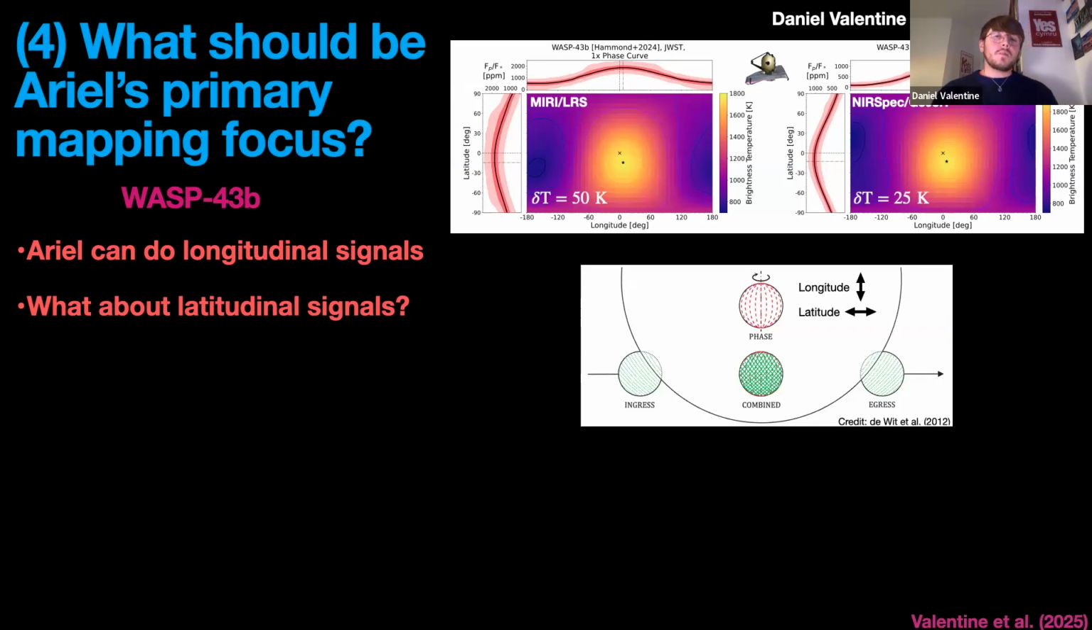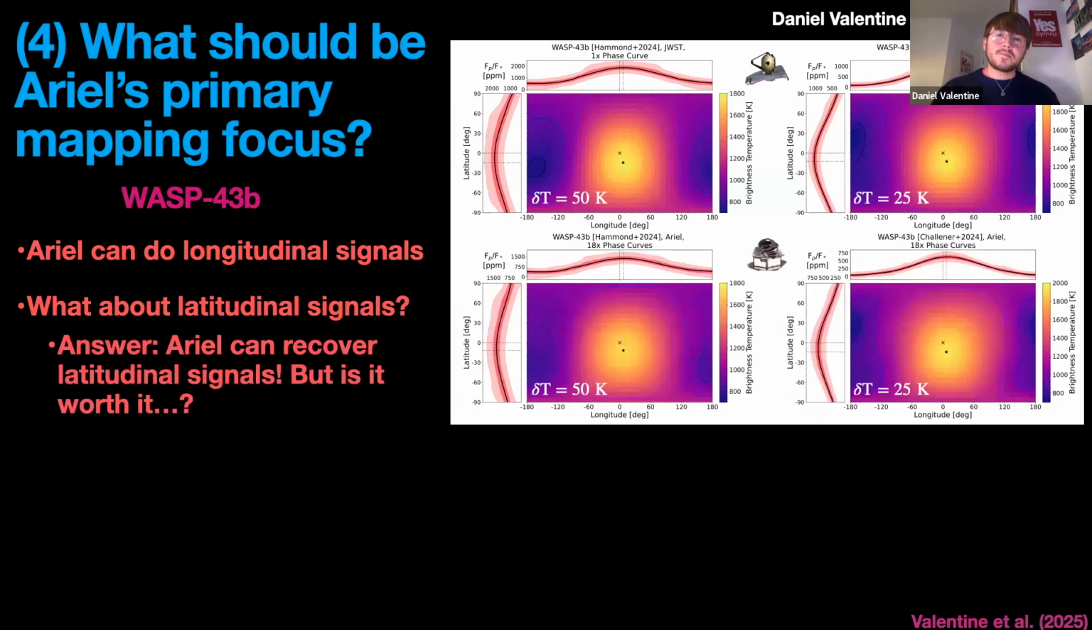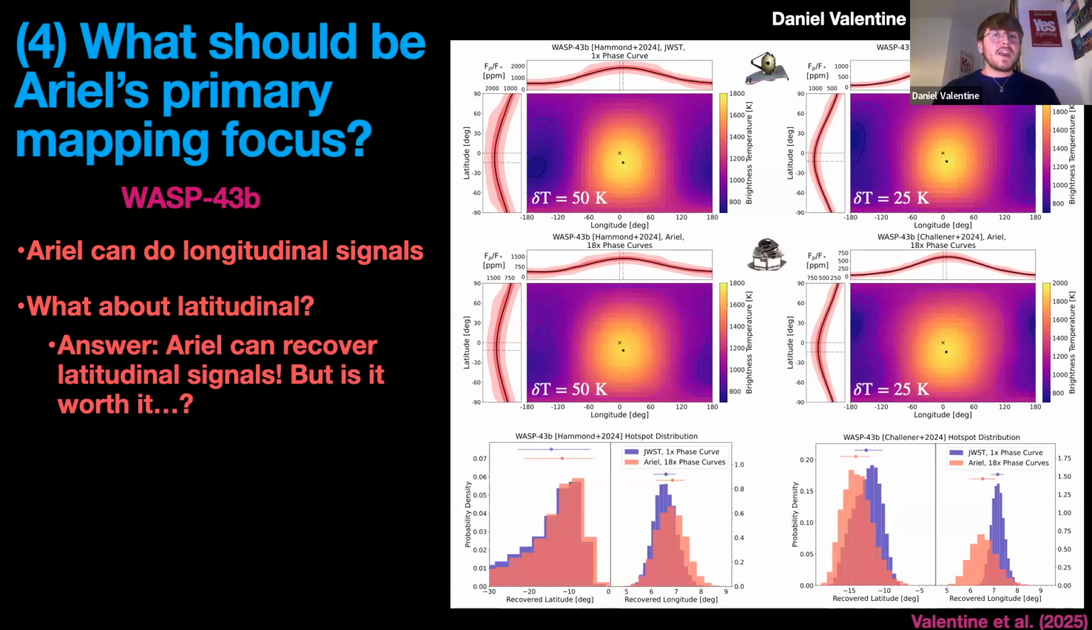Well, longitudinal signals are present in the entire phase curve, whereas latitudinal signals are localized to ingress-egress and tend to be much smaller amplitude, making them much harder to measure. So we're really pushing Ariel's mapping abilities to their limits here to see whether it can also recover them. And the answer is that yes, Ariel can still recover them, but is it worth it? So whilst Ariel can accurately recover both the longitudinal and the latitudinal signal here, and at the same precision as JWST, it requires 18 phase curves compared to JWST's 1, and this is true in both bandpasses.